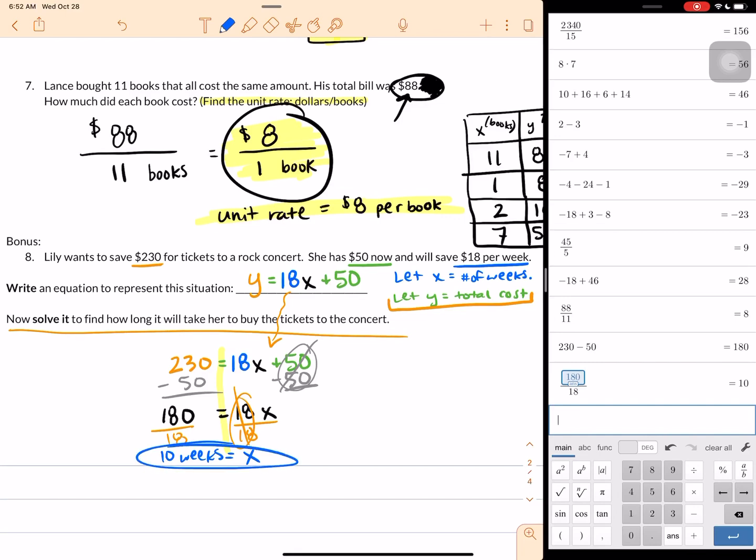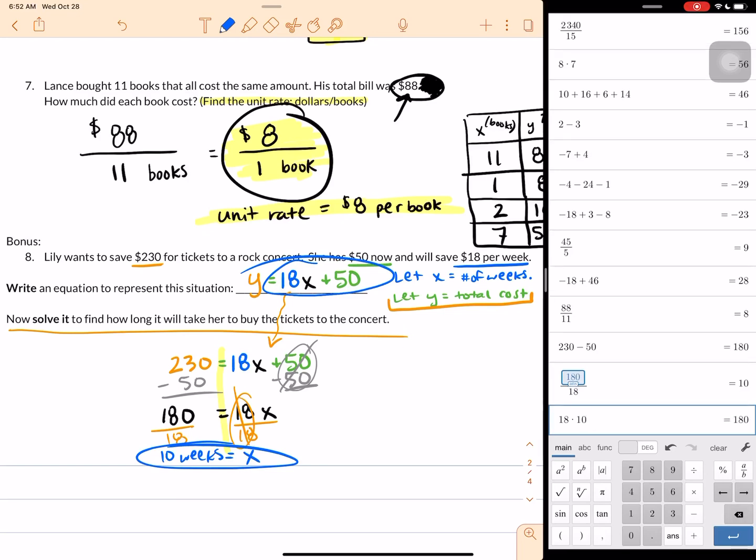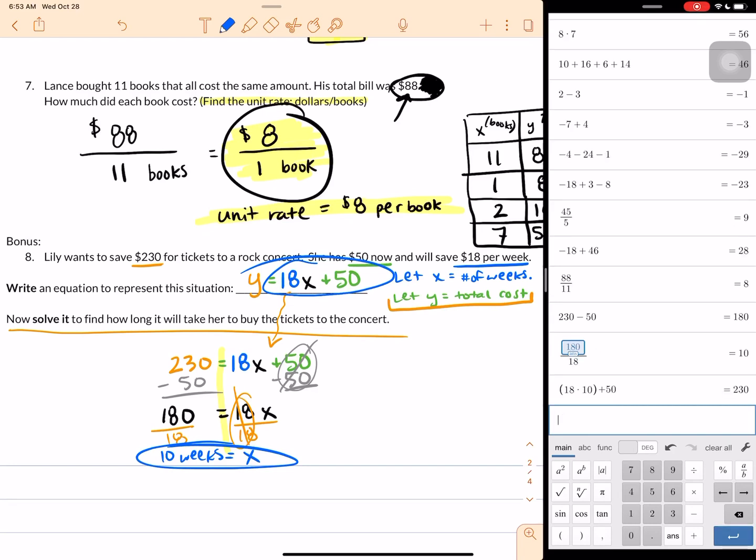And you could always plug it in. If you plug it in, 18 times 10, and then plus, oh, not that. Let me put some parentheses. Yeah, there we go. And then plus 50, we're going to get $230.